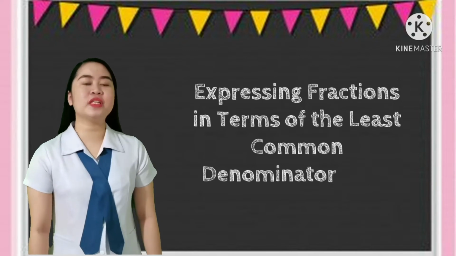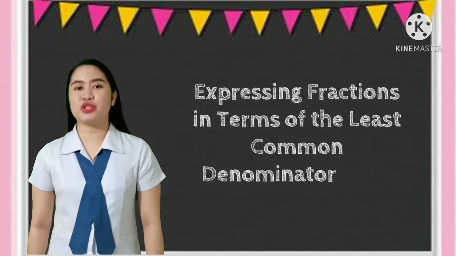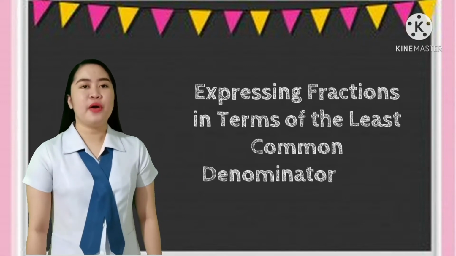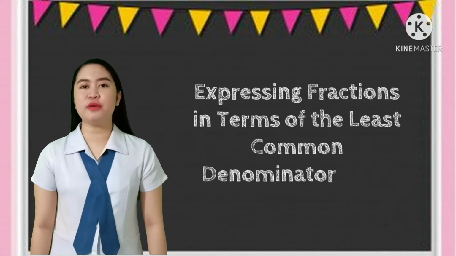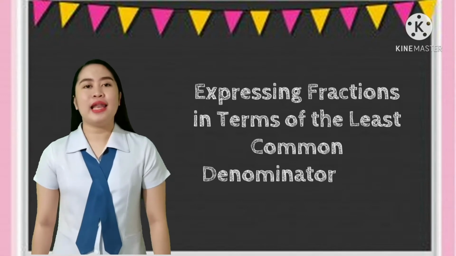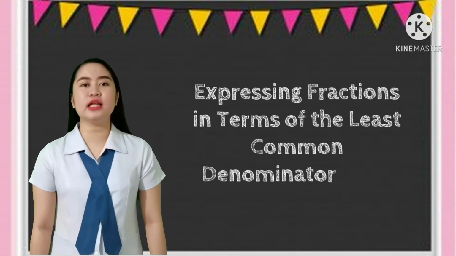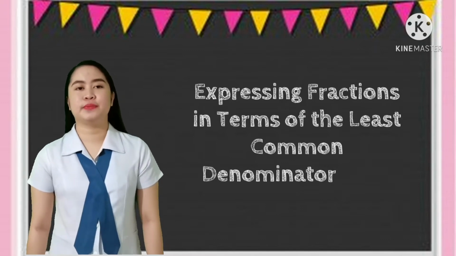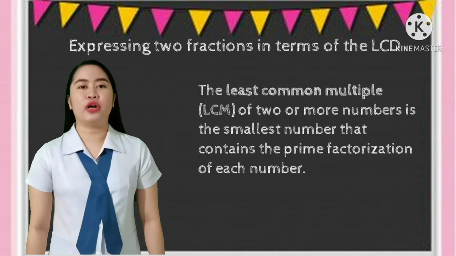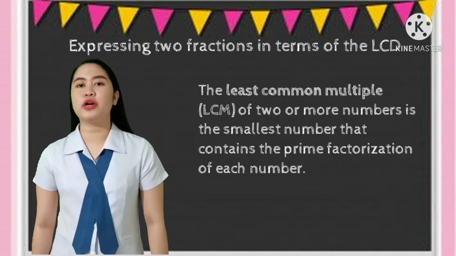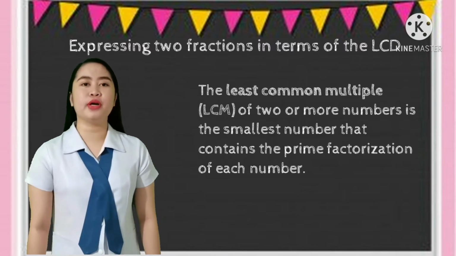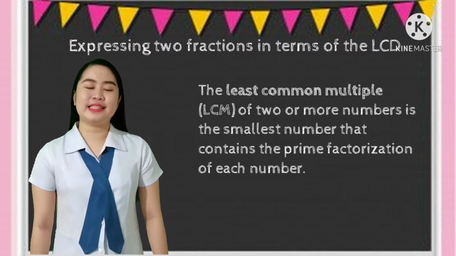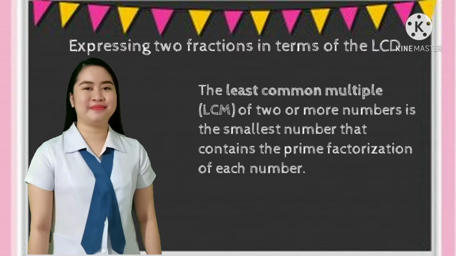Let us start our discussion. Expressing fractions in terms of least common denominator or LCD. Before we express fractions in terms of least common denominator, let us have a short review about finding the least common multiple or LCM of two or more numbers. The LCM, or least common multiple of two or more numbers, is the smallest number that contains the prime factorization of each number. Let's take a look at these examples.